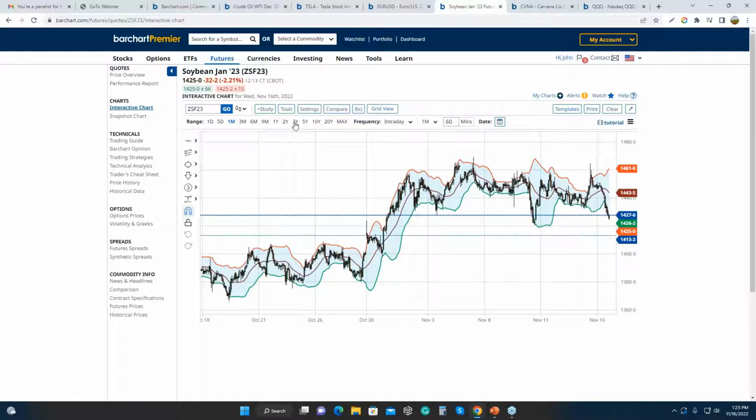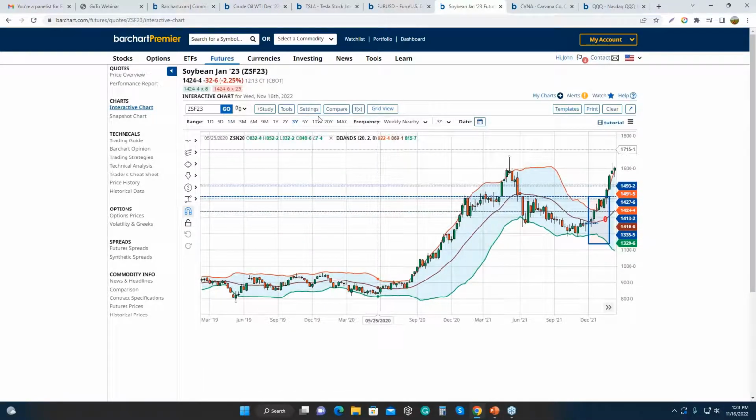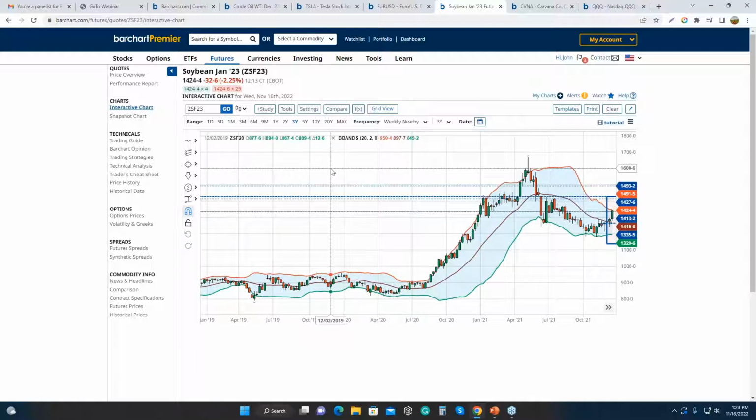And let me start. This is how we're going to do this process. Let me start from a higher time frame. I'm going to start at a weekly. So here I'm in a weekly time, 3 years, weekly charts. And so you got to just bear with me a little bit here.